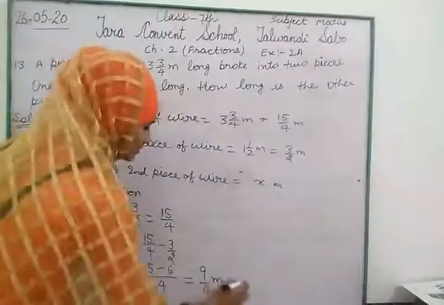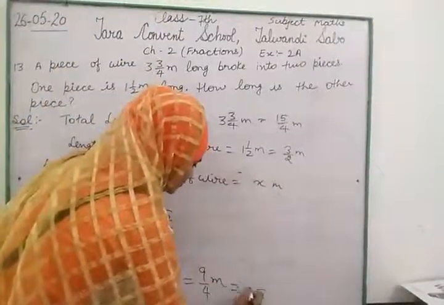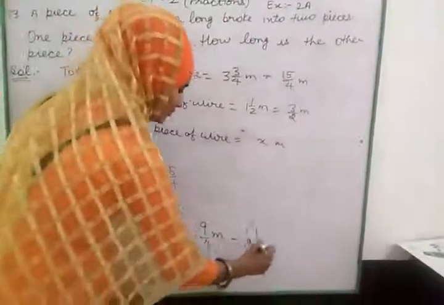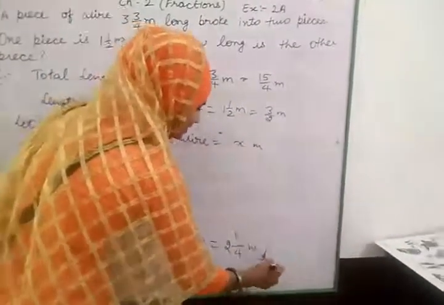Now change it into mixed fraction. 4 twos are 8, 8 plus 1, 9. 9/4 meter is 2 and 1/4 meter. It's your answer.